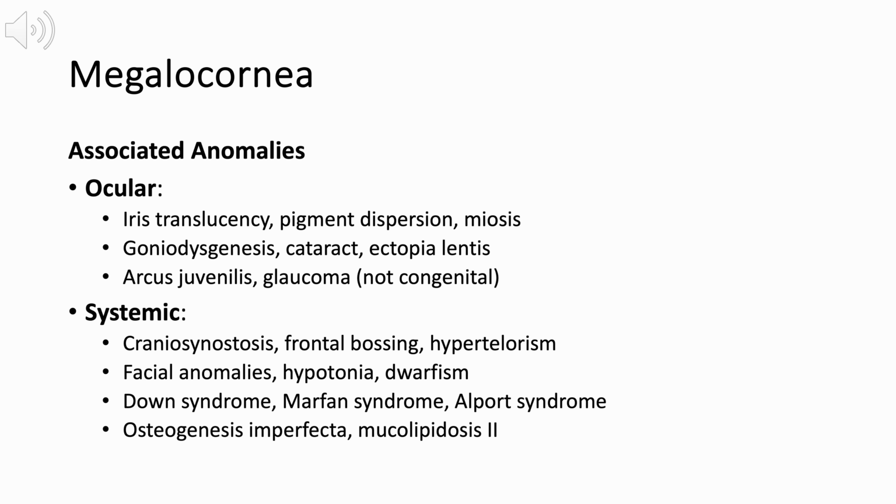Systemic anomalies can be diverse, involving craniosynostosis, frontal bossing, and hypertelorism. Affected individuals may also present with facial anomalies, hypotonia, and dwarfism. Syndromic associations include Down syndrome, Marfan syndrome, and Alport syndrome. Other linked conditions include osteogenesis imperfecta and mucolipidosis type 2.